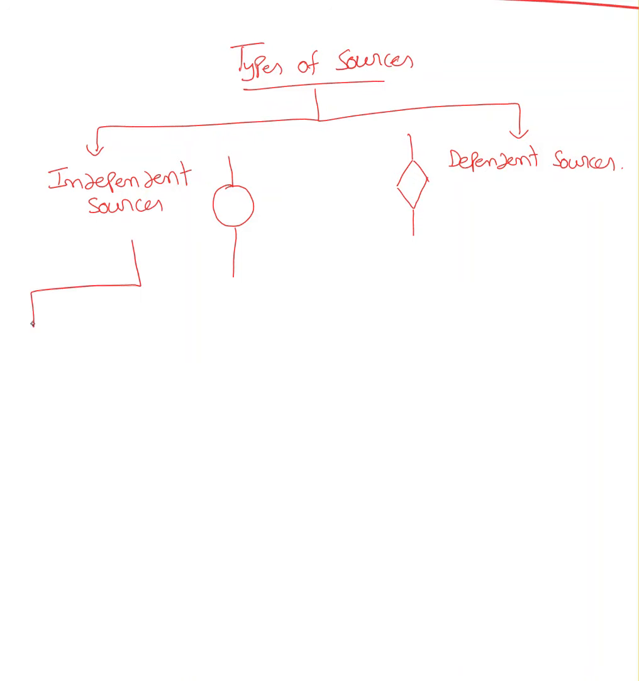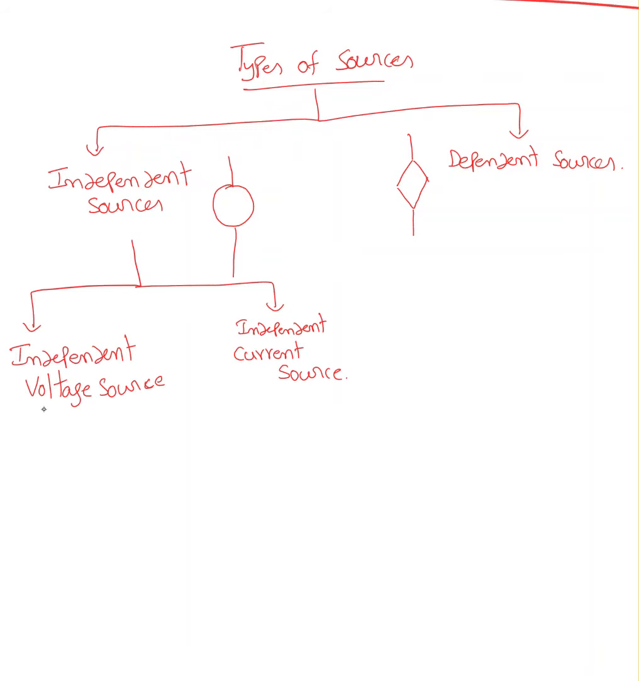When it comes to independent sources, they are further divided into two categories: independent voltage source and independent current source. An independent voltage source will always have positive and negative signs inside. Sometimes we can indicate this with a battery also. Whenever you see a current source with an arrow inside, that's an independent current source.